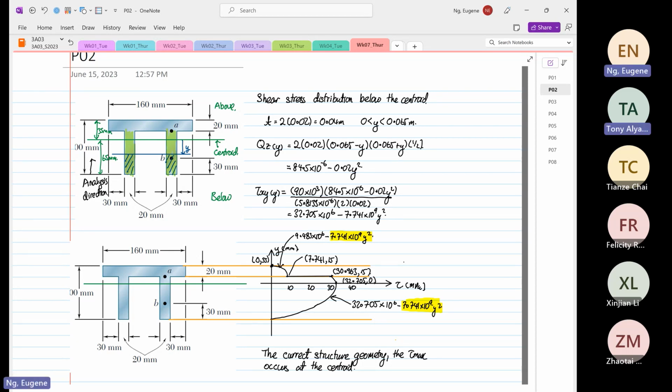Anyone? Tony? At 15, why is it constant again? Say it again. At 15, why is it a straight line again? Vertical line? It's not constant. It's a stepwise function. It's a step, right?